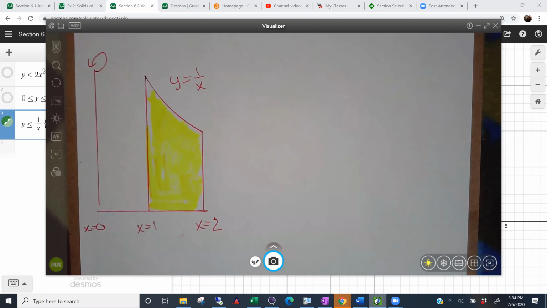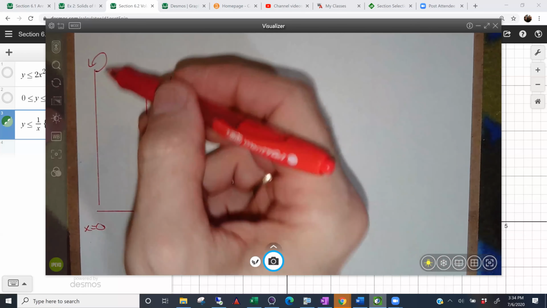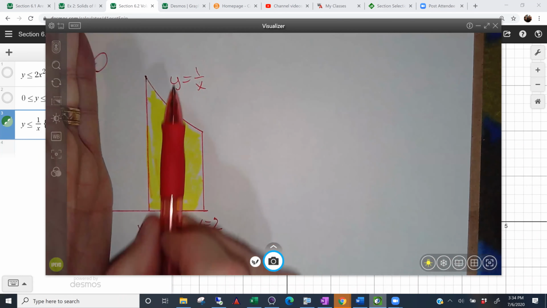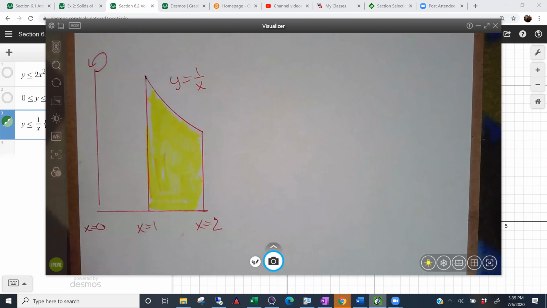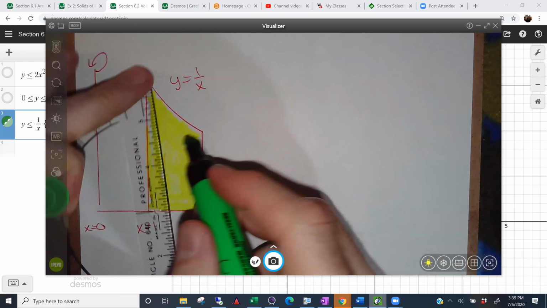So first things first, for the shell method, Hunter, what direction are we going to take our slice? To the left. Dx or dy? Dy. Well, if we're rotating around the y-axis, you want to take a slice parallel to the axis of rotation, which would make that a what? Would they be a dx slice or dy slice? Dx. Dx slice, good, thank you. So it'd be a dx slice here. So let's do that. Take a dx slice.